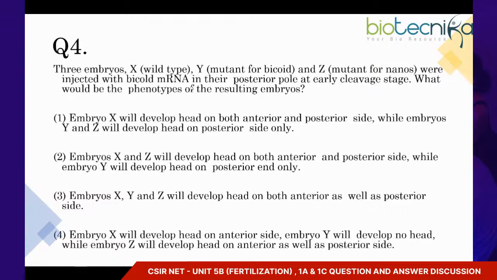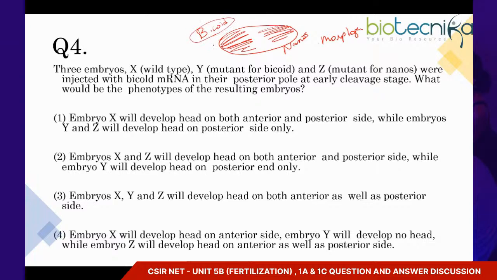So here we have 3 embryos, X, Y and Z. What are these embryos? These are actually Drosophila embryos. We had studied morphogen gradients, remember? In the Drosophila, you have some gradient. In the anterior, the bicoid gradient is there. Even last class I told you. In the posterior, you have the nanos gradient, isn't it?